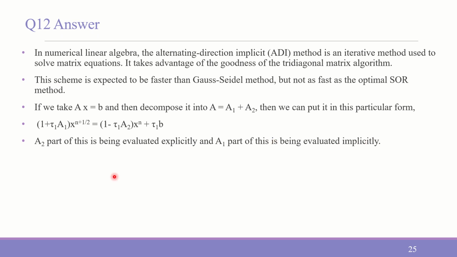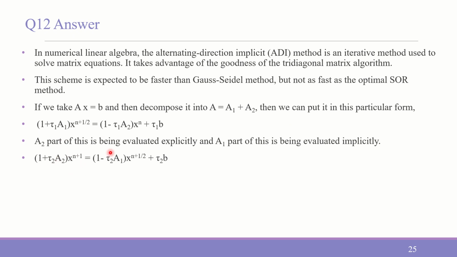In the next step, what will happen? We will reverse the direction. So it will become 1 plus tau 2 into A2, here A2 comes here, into x at n plus 1th time step, equal to 1 minus tau 2 into A1 into x at n plus half time step plus tau 2b. Here A1 is evaluated explicitly, A2 is evaluated implicitly.